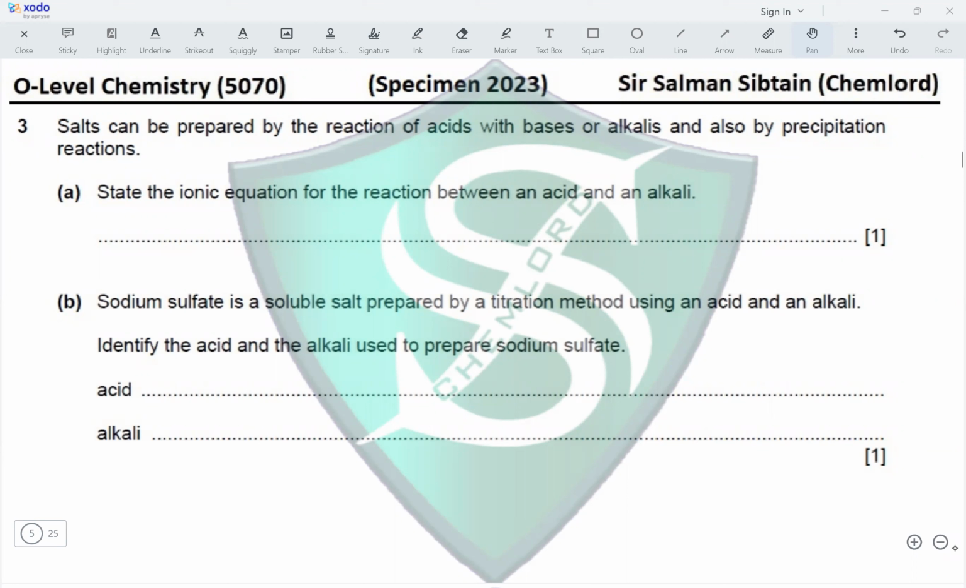Now we have different acids reacting with different alkalis, but what is common in them is that acid provides H+ ions, while alkalis or bases provide OH- ions. And the H+ ion from an acid combines with the OH- ion from a base, forming a molecule of water. This is the common reaction taking place between all acids and bases. So this will be the ionic equation here.